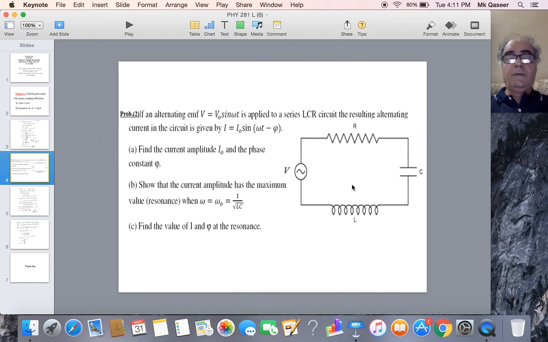Now the second problem. We have a potential of the form V0 sine omega t and three components: inductor, capacitor, and resistor. The current is given by the expression I equals I0 sine omega t minus phi. The first question is to find I0 and phi. The second is to show that the current has a maximum at omega 0 equal to 1 over the square root of LC. And the final question is to find the value of I0 and phi at the resonance frequency.